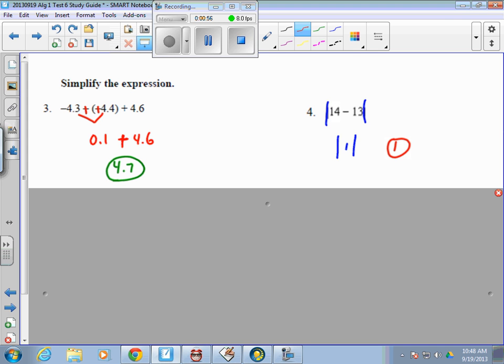4 says the absolute value of 14 minus 13 is the absolute value of 1. This means how far away is it from 0, so there'll never be a negative number. 1 is the correct answer.